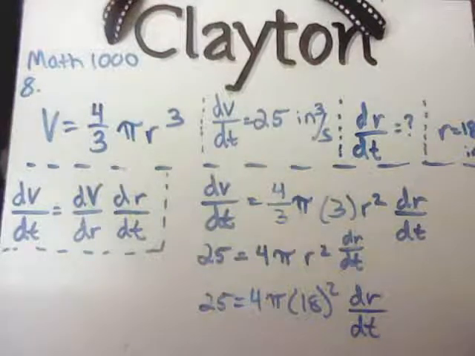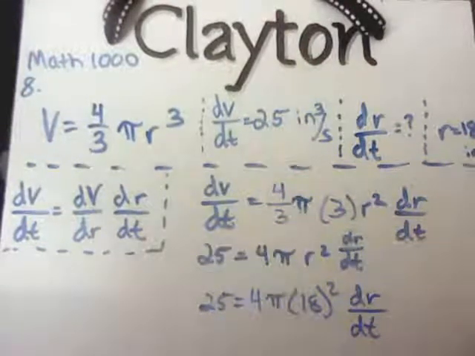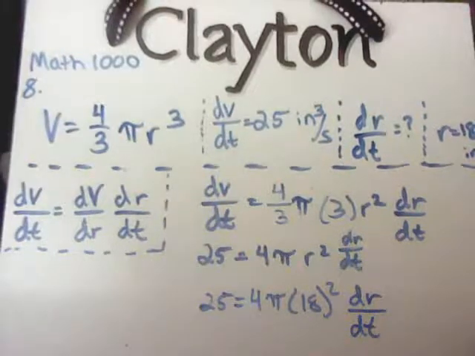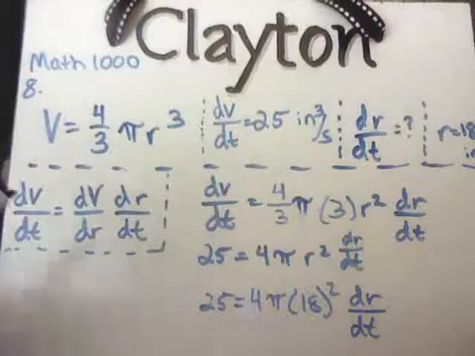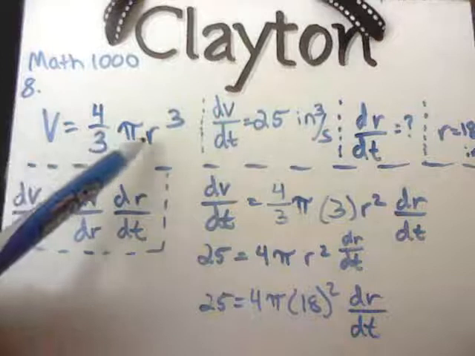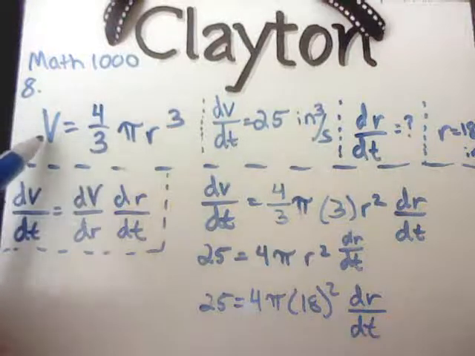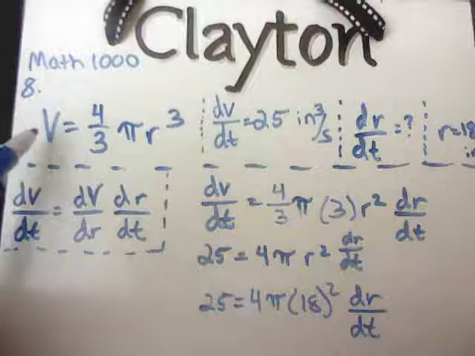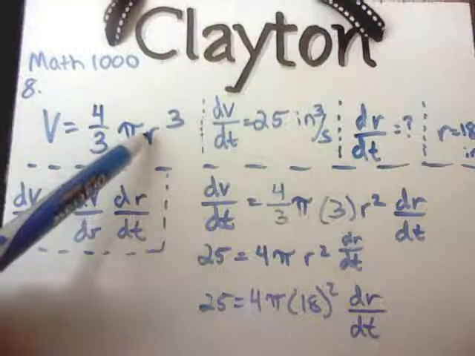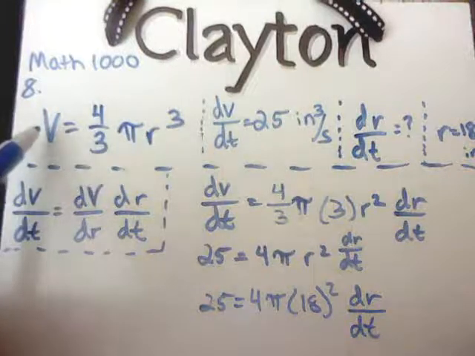The math problem I'm working today is from Math 1000. It's problem number 8, and it is a related rates problem. So what is a related rates problem? Related rates just means that the rate in one thing will affect the rate of another. In the case of our spherical balloon, represented by V equals 4/3 pi r cubed, the rate of change in the radius will affect the rate of change in volume, because volume is dependent on radius. That just means that the rate of change in r is related to the rate of change in volume. Get it?